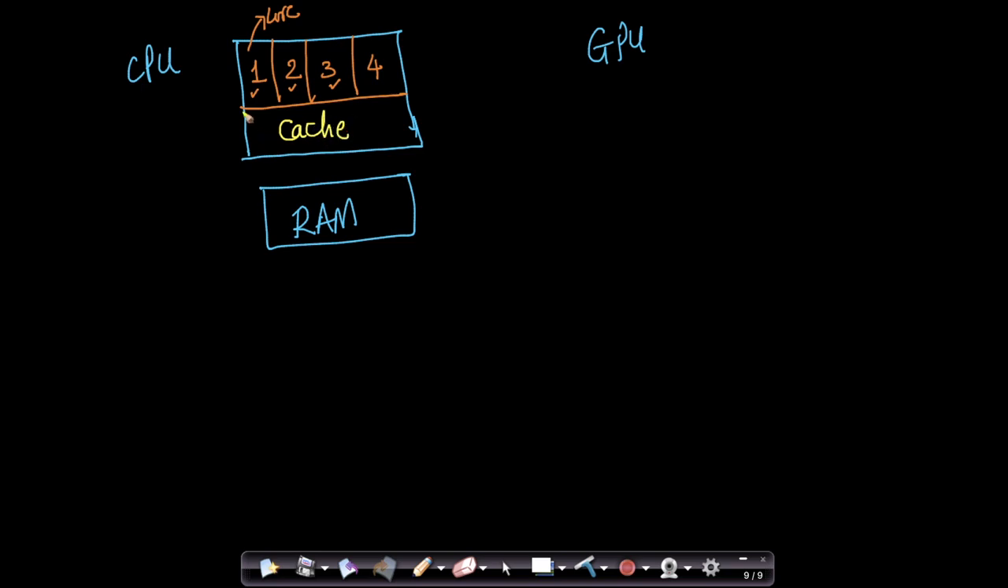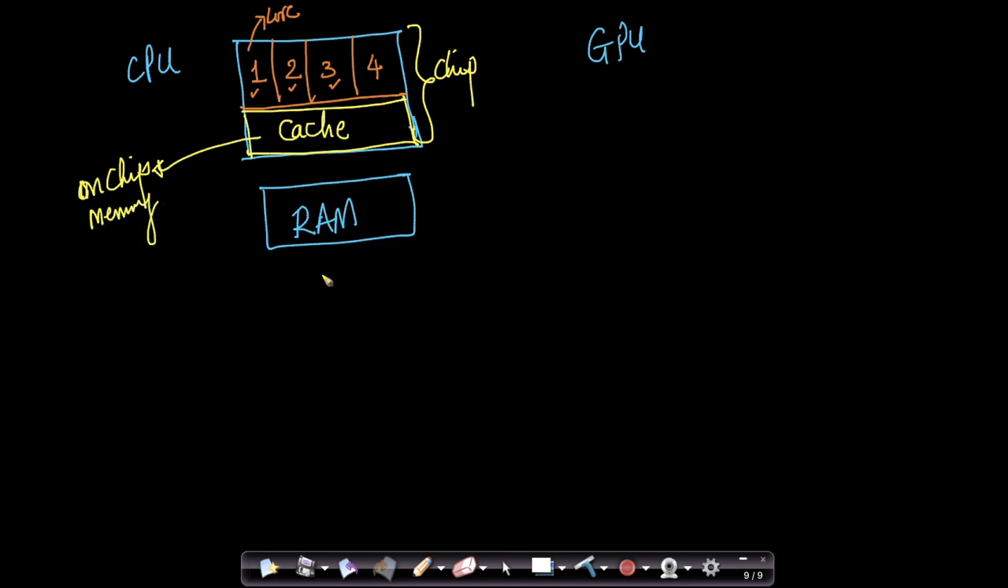This area is called cache. Remember, this whole thing is on a single chip. The RAM and CPU are connected through the motherboard; they are not on the same chip, and your RAM is outside the chip. Cache is basically on-chip memory, typically much smaller than your RAM.